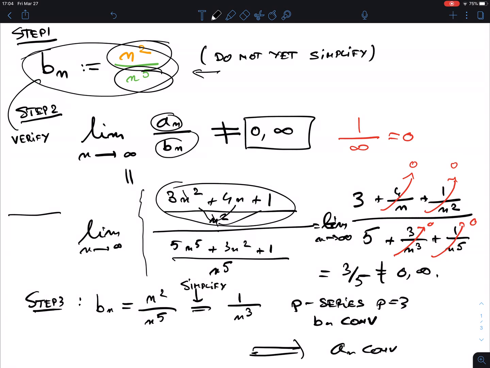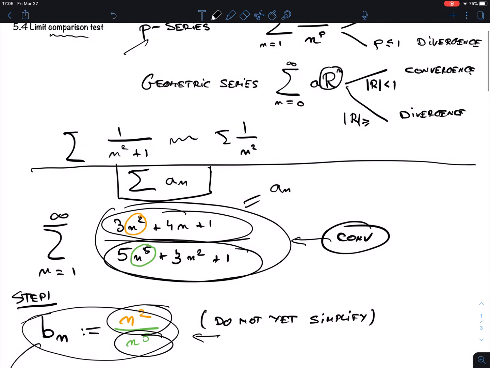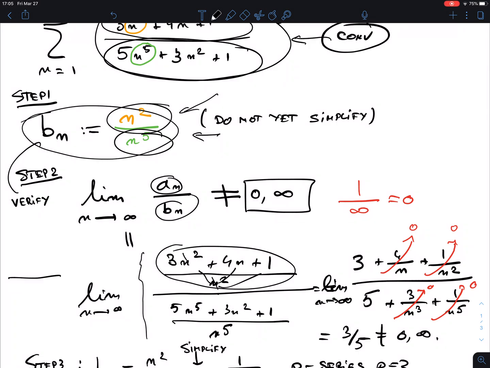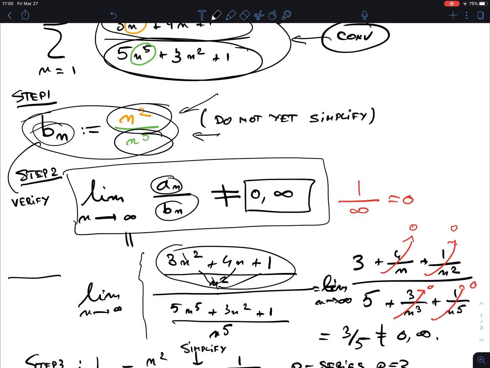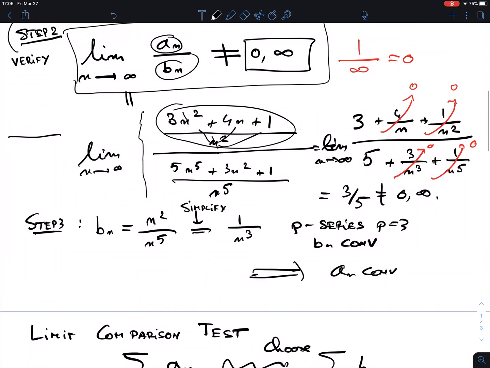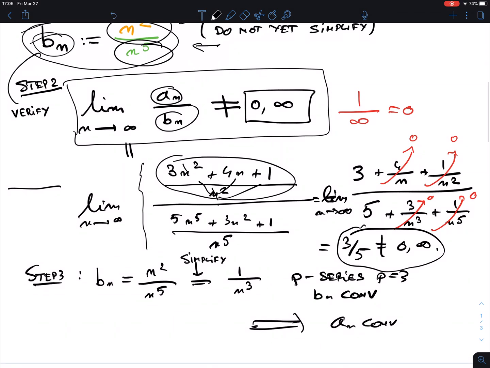Okay? So, quick review. If I have something that involves polynomials, like this, then I make a Bn based on the choices that I just explained, highest power in top, highest power bottom. I then check that what I chose here satisfies this criterion here. Now, once we get a number that is not 0 or infinity, we can actually have a closer look at Bn. So now we look at this Bn and see what happens.